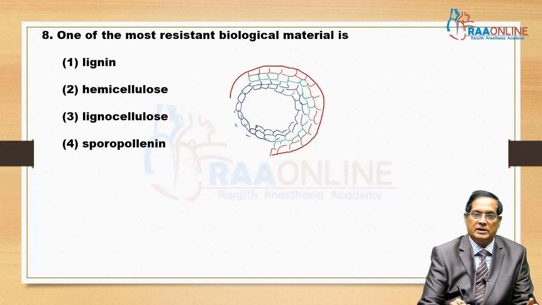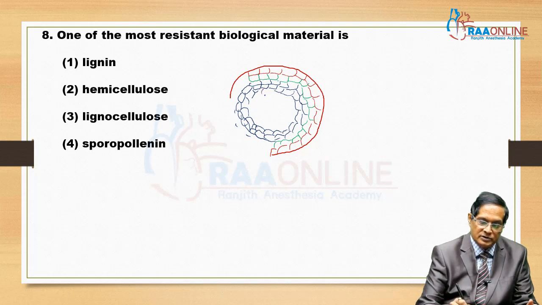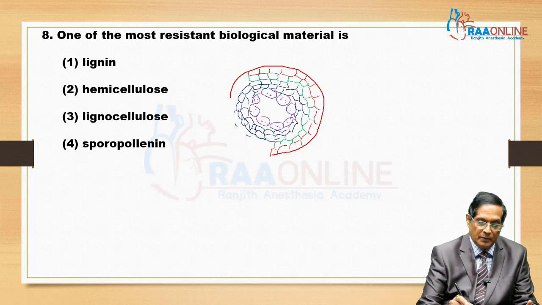The innermost layer is the tapetum. Tapetal cells are multinucleate polyploid cells. And inside the tapetum, microspores are produced. Within this tapetum, these are all microspores.